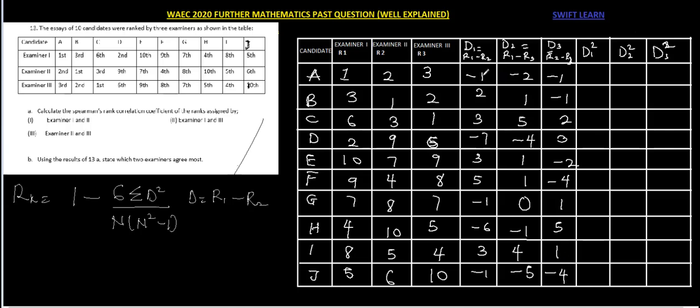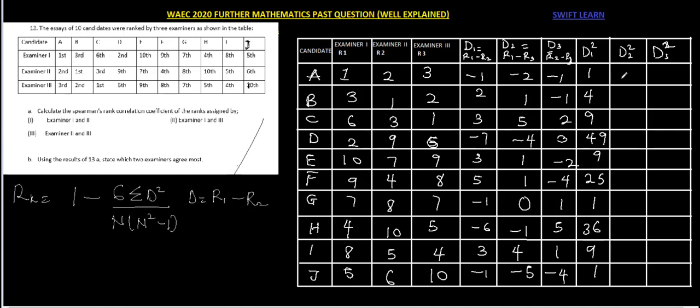So then let's do our D square. Minus 1 squared is surely 1, 2 squared is 4, 3 squared is 9, minus 7 squared is 49, 3 squared is 9, 5 squared is 25, minus 1 squared is 1, 36, 9 and 1.